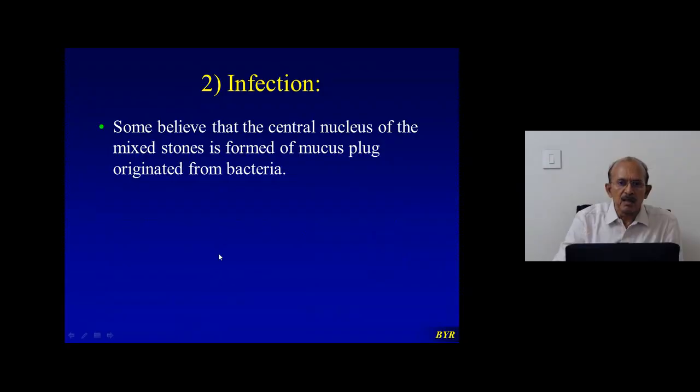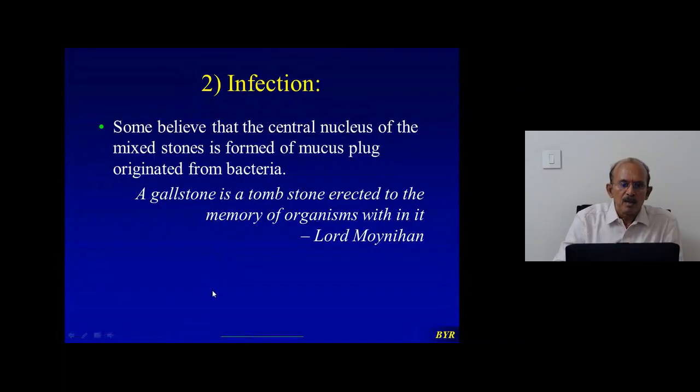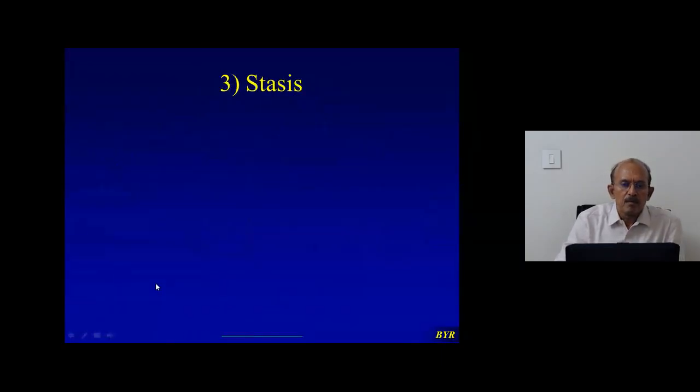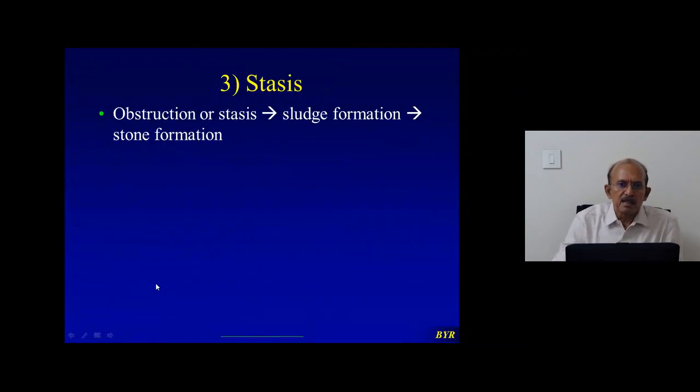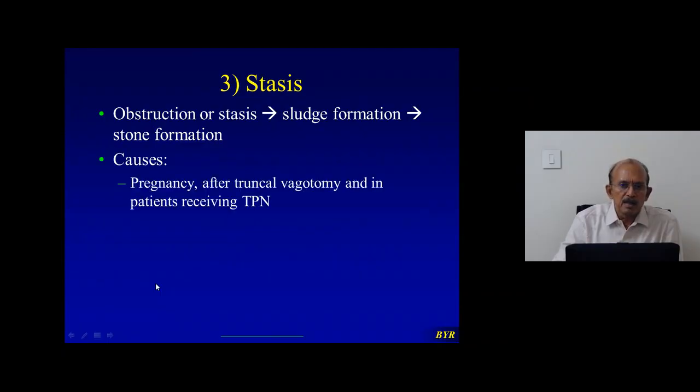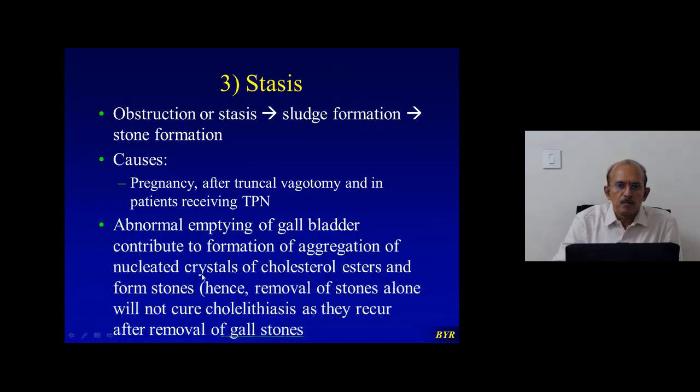Some surgeons believe that the central nucleus of the mixed stones is formed of a mucus plug originated from bacteria. Lord Moynihan has stated that a gallstone is a tombstone erected to the memory of the organisms within it. Stasis or obstruction in the gallbladder can lead to sludge formation. This can lead to stone formation. Causes include pregnancy, after truncal vagotomy, and in patients receiving total parenteral nutrition. Abnormal emptying of the gallbladder contributes to aggregation of nucleated crystals of cholesterol esters and forms stones.